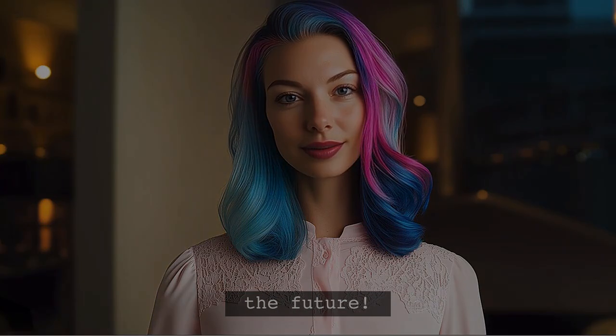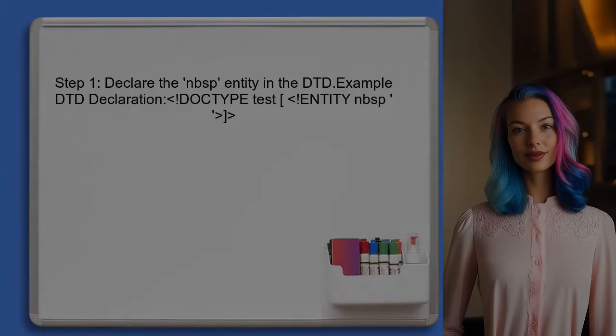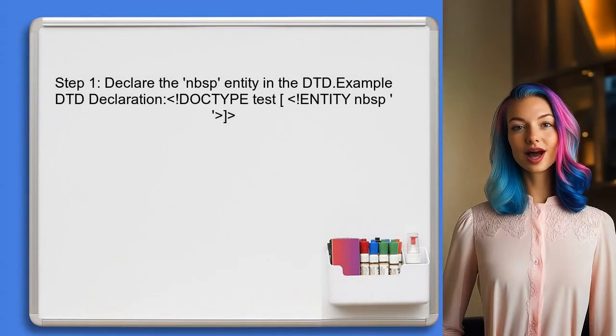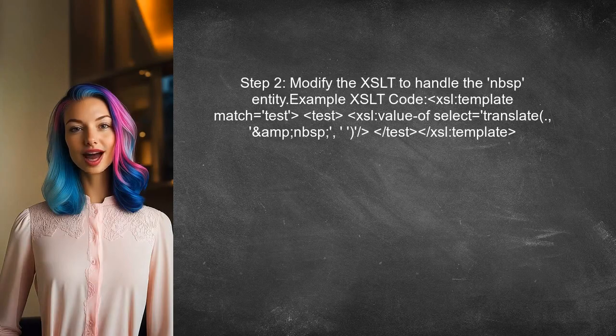issues in the future. To resolve the issue with the entity nbsp, the user should first ensure that the entity is properly declared in the document type definition, or DTD. This is crucial for the XSLT to recognize the entity. Next, the user should modify the XSLT file to ensure that it processes the input XML correctly. This involves applying templates to handle the nbsp entity.